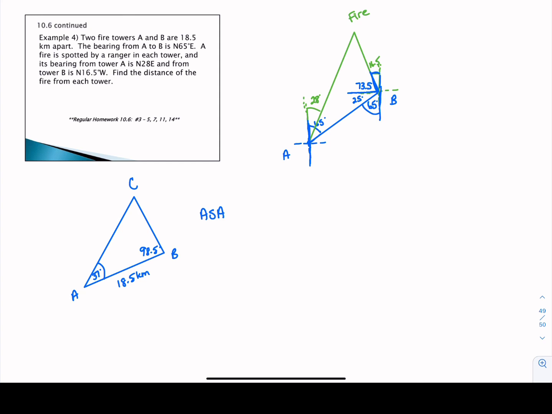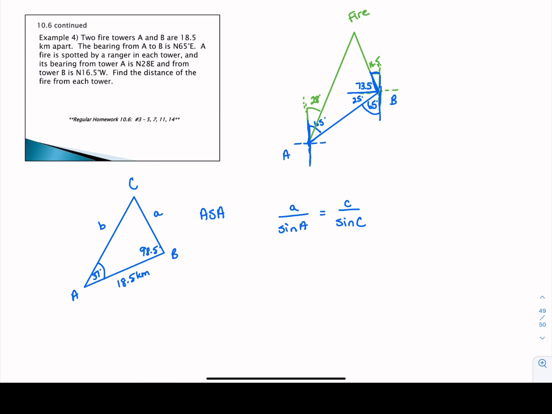It says find the distance of the fire from each tower. So I'm actually looking for B, which would be the distance between the fire and tower A, and I'm looking for A as well, which would be the distance between the fire and tower B. So if we do this alphabetically, of course, we have A divided by sine A, and that's going to be equivalent to the given side length that we have, so that's a C measurement, divided by the sine of angle C.